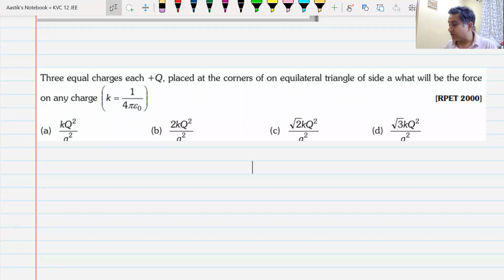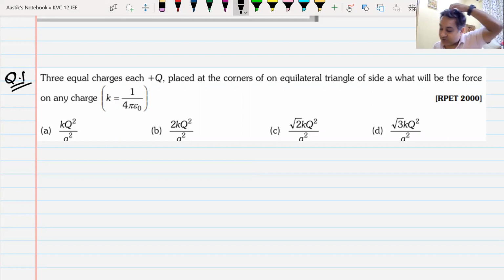There is a small question that came in one of the engineering exams. You can quickly go through this so that in the next class we can move further ahead from this. Three equal charges plus q are placed at the corners of an equilateral triangle of side A. What will be the force on any charge? So basically he's asking you to take any of the charges out of those three. What will be the force on any of the charge?